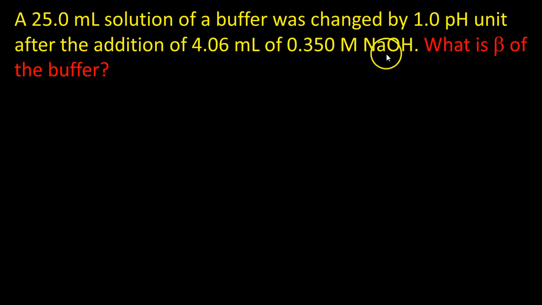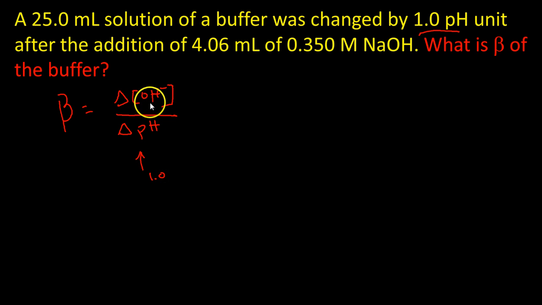So again, we should recognize that sodium hydroxide is a strong base, so you're just adding hydroxide there that completely dissociates. And if we remember, our buffer capacity can be defined as the change in concentration of acid, or base in this case. It's a ratio of that change in concentration over the change in pH. And so in this case, we already know our change in pH is given to us here. We changed 1.0 pH units, so this is just 1. We have to figure out a change in concentration of hydroxide.